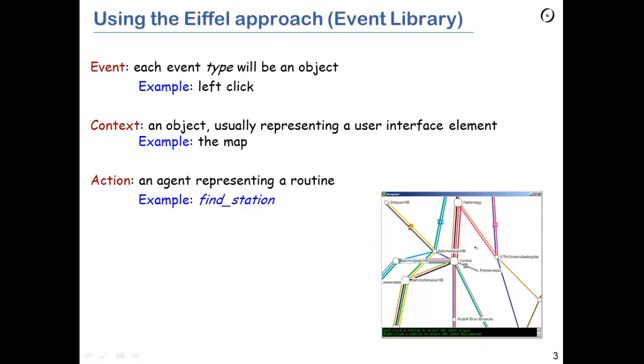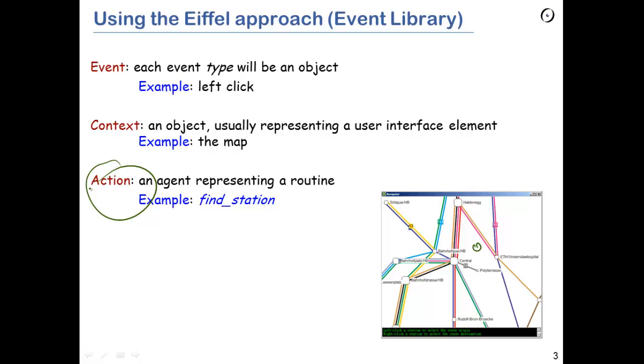And then, when we have an event of a certain event type occurring in a certain context, for example, a left click occurring in the map, well, the general idea of the publish-subscribe scheme is that we will want in advance to define what action is going to be executed as a result of the event of that event type occurring in a certain context. And so this is our third concept here, the concept of an action.